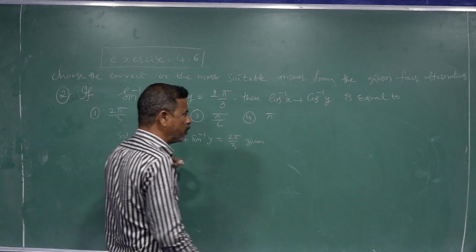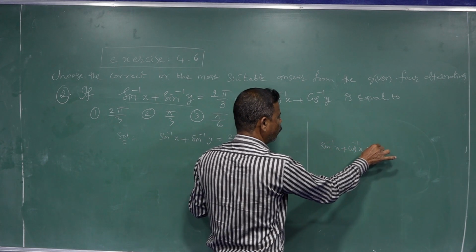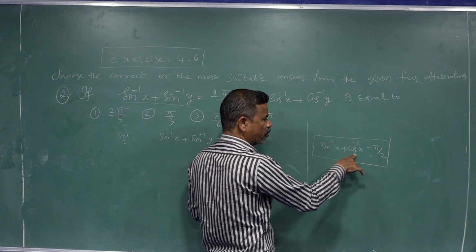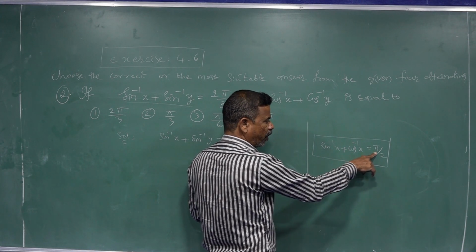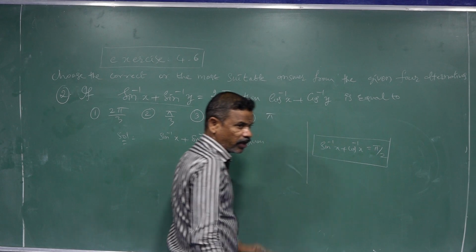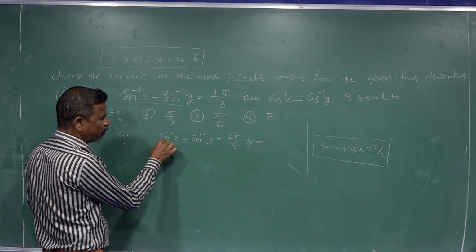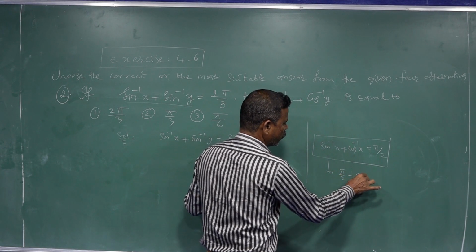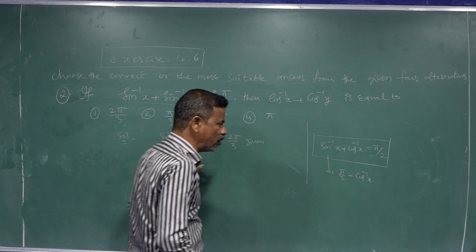From this, by using one formula, sin inverse x plus cos inverse x is equal to 5 by 2. This is the one formula. Here x, sin, cos, then 90. Sin inverse x, cos inverse x. Suppose here 5 by 2, here 5 by 2, 5 by 2 coming. Any x value, that summation is 5 by 2. So sin inverse x converts to 5 by 2 minus cos inverse x. Like that, sin inverse y is also 5 by 2 minus cos inverse y.